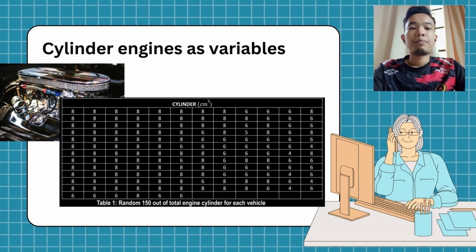A22A0811. So I will talk about data description. Our group has been given data A and we choose cylinder, total engine cylinder for each vehicle, as our variable. The most common configurations of number of cylinders are 4, 6 and 8. And that is the reason you can find these three figures in our sample data.